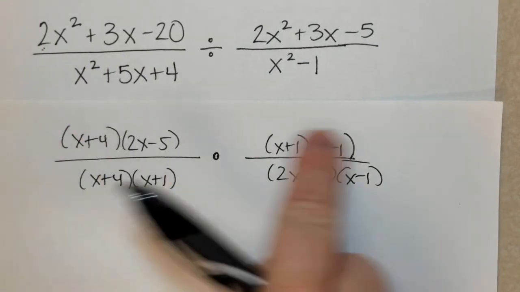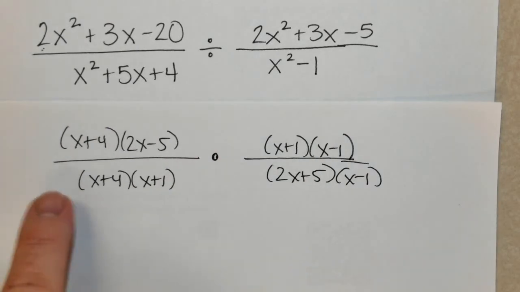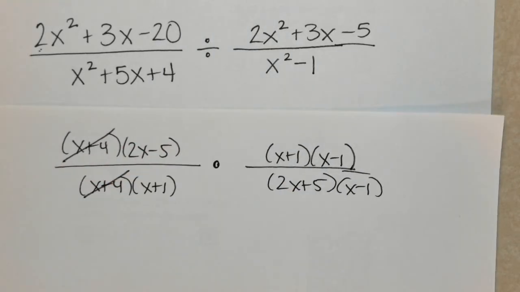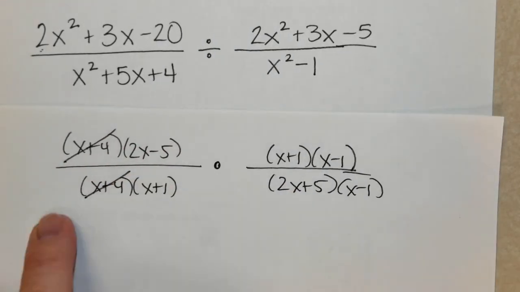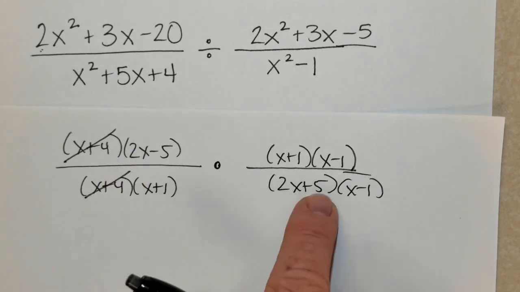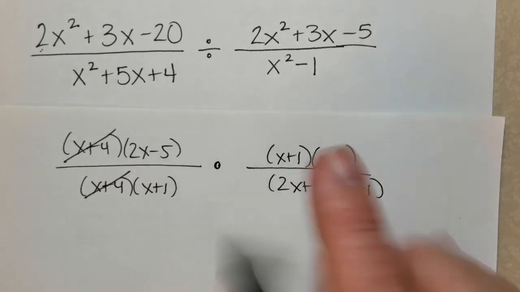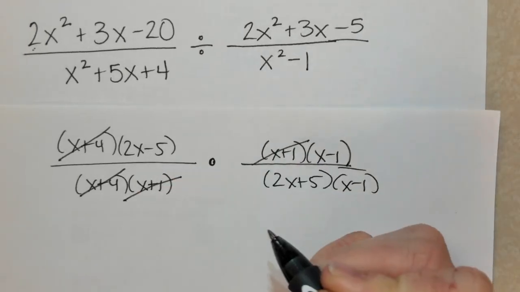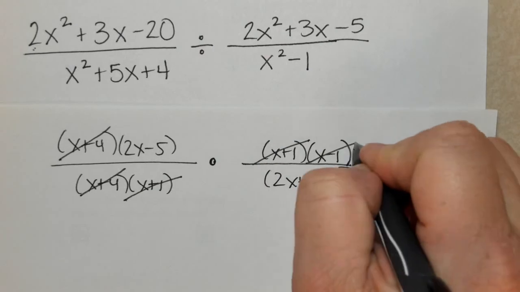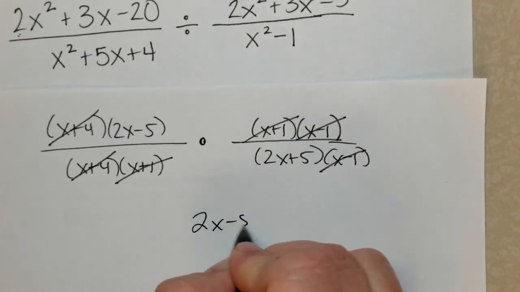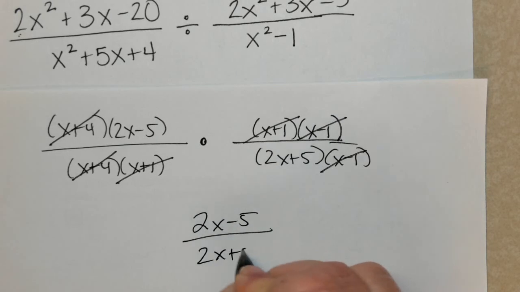So anything on top can cancel one time with anything that's exactly the same on the bottom. So for instance, x plus 4 on top, x plus 4 on the bottom. It doesn't matter if it's on the bottom, on the right, or on the left. Here is a 2x minus 5. It's not the same as a 2x plus 5. Can't cancel it. Here's an x plus 1, and here's an x plus 1. Here's an x minus 1 and an x minus 1. And I'm only left with 2x minus 5 and 2x plus 5.